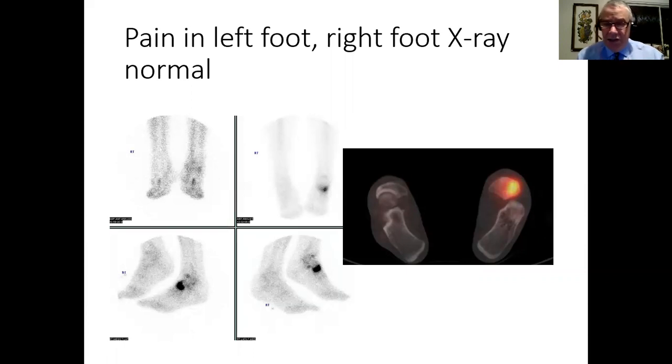This is a person who decided to go running. They hadn't been running before. They got some old trainers out of the cupboard and started running, and then got pain. And we thought it would be a stress fracture. Stress fractures normally occur in the metatarsals, but in fact, what they've done is they cracked through their talus. This is actually a talus fracture.